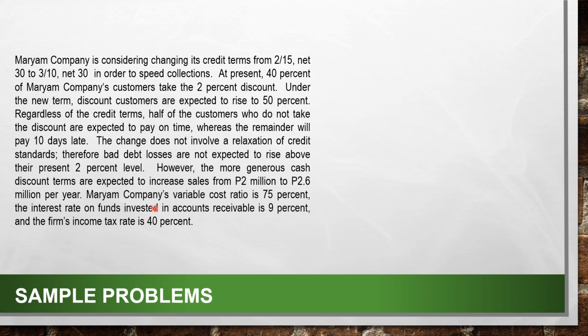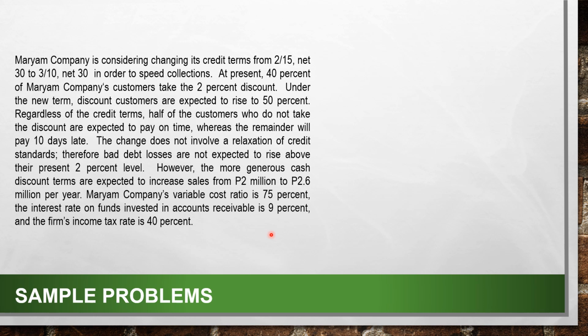Okay, so we have here our last problem, and this is a comprehensive problem. Mariam Company is considering changing its credit terms from 2/15, n/30 to 3/10, n/30 in order to speed up collections. At present, 40% of Mariam Company's customers take the 2% discount. Under the new terms, discount customers are expected to rise to 50%. Regardless of the credit terms, half of the customers who do not take the discount are expected to pay on time, whereas the remainder will pay 10 days later.